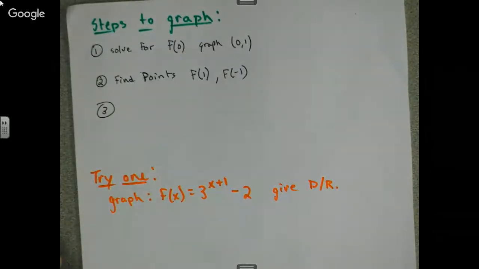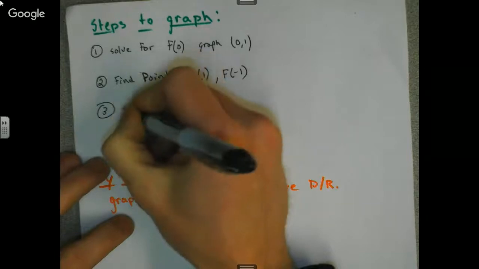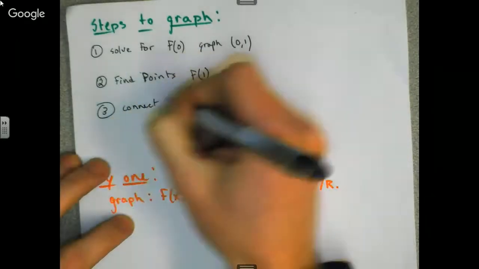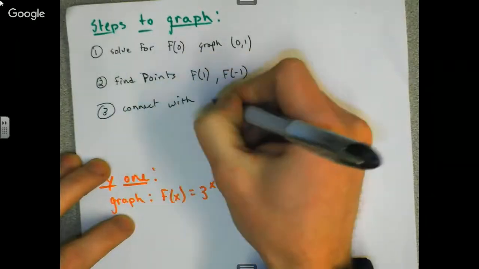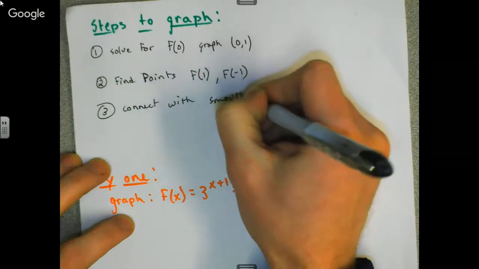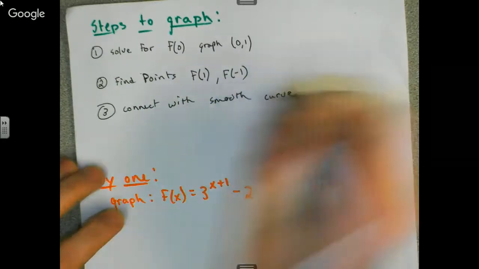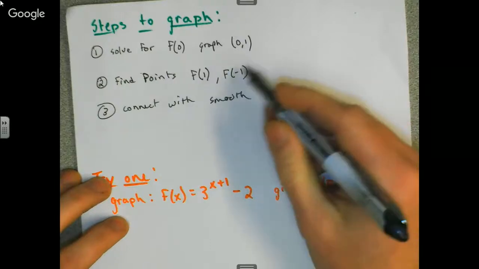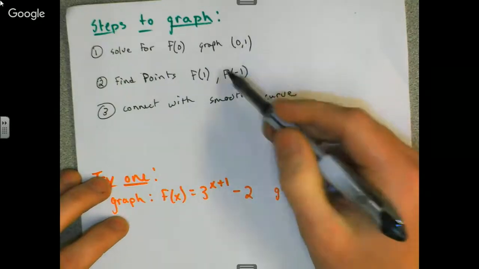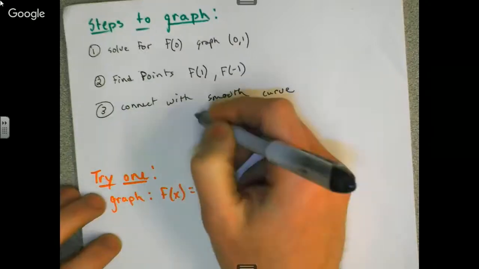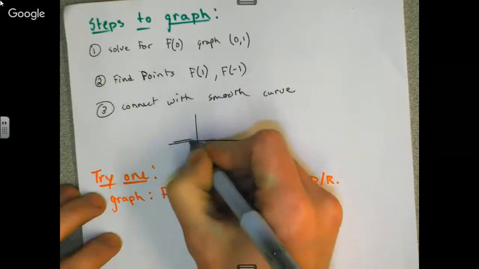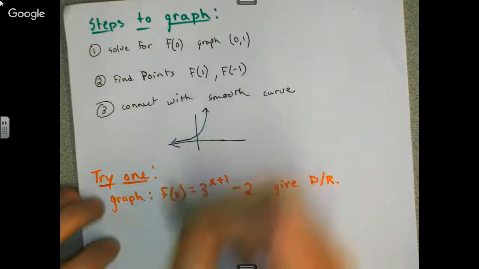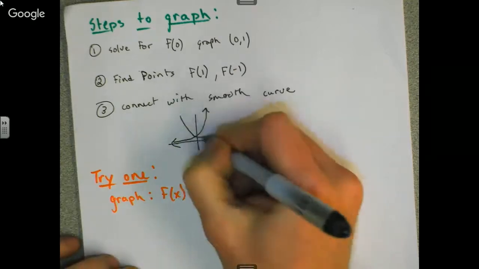And step 3 is connect with a smooth curve. Sometimes I like to pick a few other points, but usually with these 3, you can tell how much your exponential is growing or not, or maybe decaying.